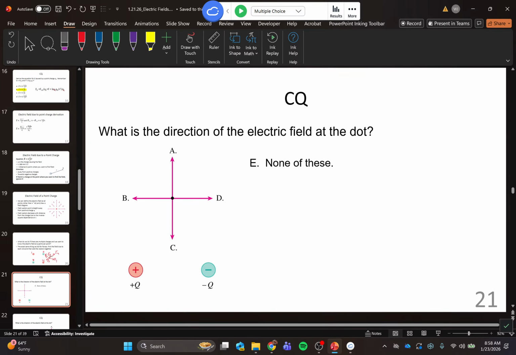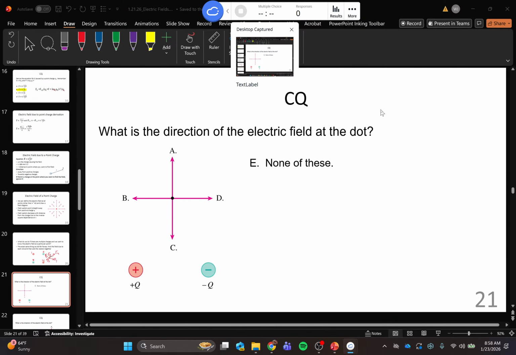Here's a situation, I've got a positive charge in the bottom left, negative charge in the bottom right. My question is, what is the direction of the electric field at that black dot? Nothing is located here. Nothing is at this black dot, and that's okay. Nothing needs to be there for a field to be there. The field is everywhere. But I am specifying this black dot as the point that I want the field at. So is the field up, left, down, right, or none of the following options? There is only one right answer.